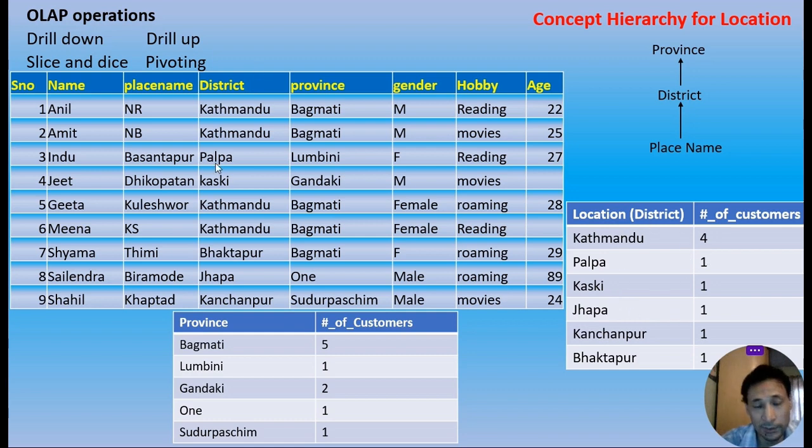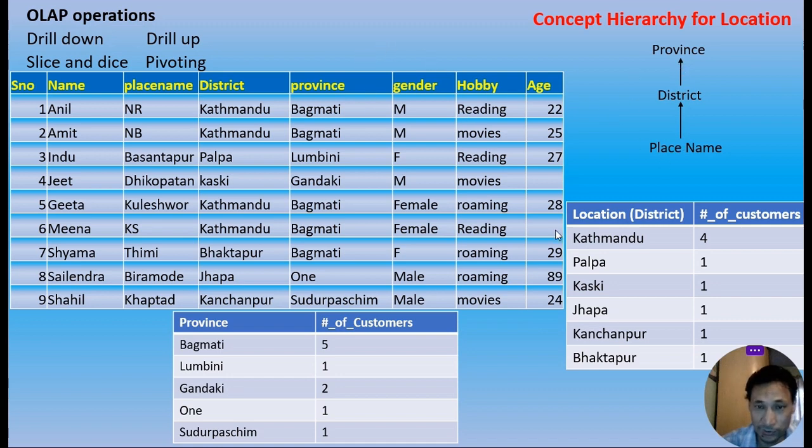Here district is also given. Similarly, another table is given where records are summarized on the basis of province. We can see how many people belong to a specific district, and we can also know how many customers are from a certain province. So using the concept hierarchy, we can map low level concepts to high level concepts, and the process of going from low level to high level is called drill up. We are drilling up in the concept hierarchy.